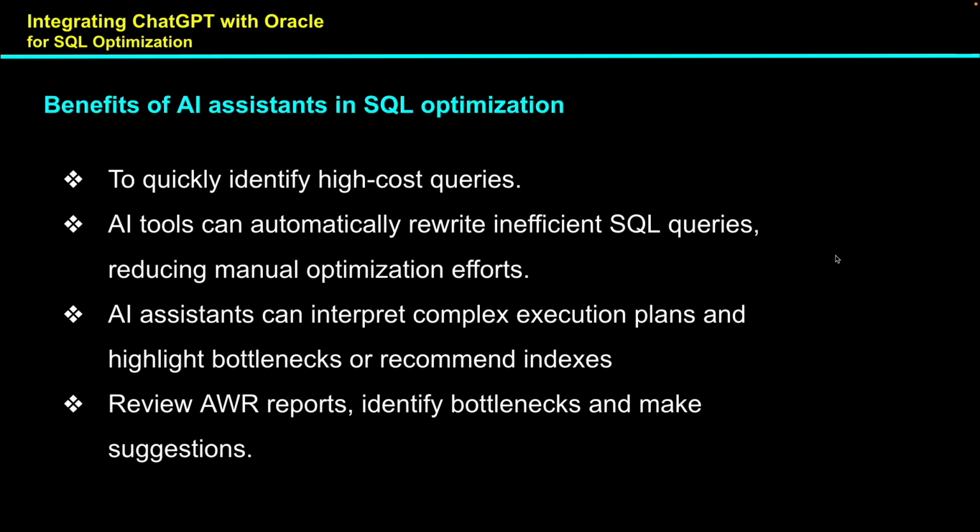In this demo, we are not generating the AWR report for ChatGPT to analyze. We are only pulling the top 20 resource intensive SQLs from Oracle database and their execution plans, and then we are letting ChatGPT analyze and provide the recommendations. All right, now let's move on to the demo.